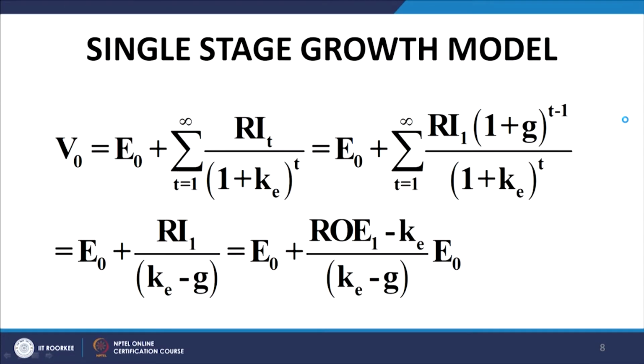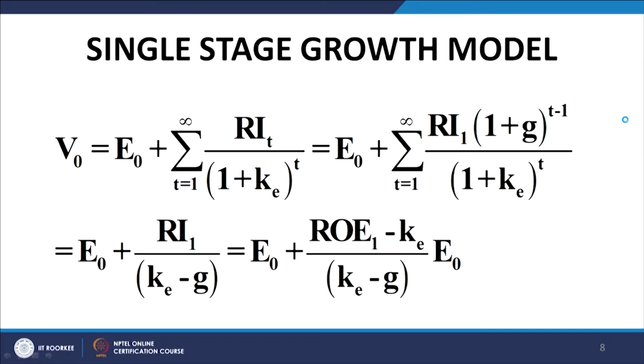This is the single stage growth model. The methodology of arriving at the formula is pretty much standard. What do we get? V 0 is equal to E 0. E 0 is the current book value of equity, the valuation at t equal to 0, plus ROE minus K E into E 0, which is nothing but the value of the residual income for the first year divided by K E minus G, where G is the growth rate and K E is the levered cost of equity.